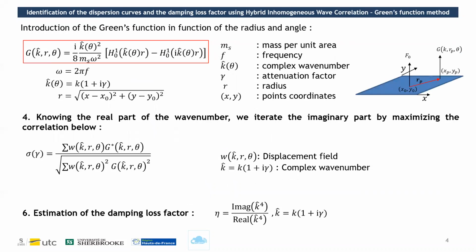Knowing the dispersion relation for each angle, we can now introduce the Green's function. The objective of introducing this new function is to consider the wave propagation from the excitation point. The information on the imaginary part of the wave number allows us to estimate the damping loss factor.